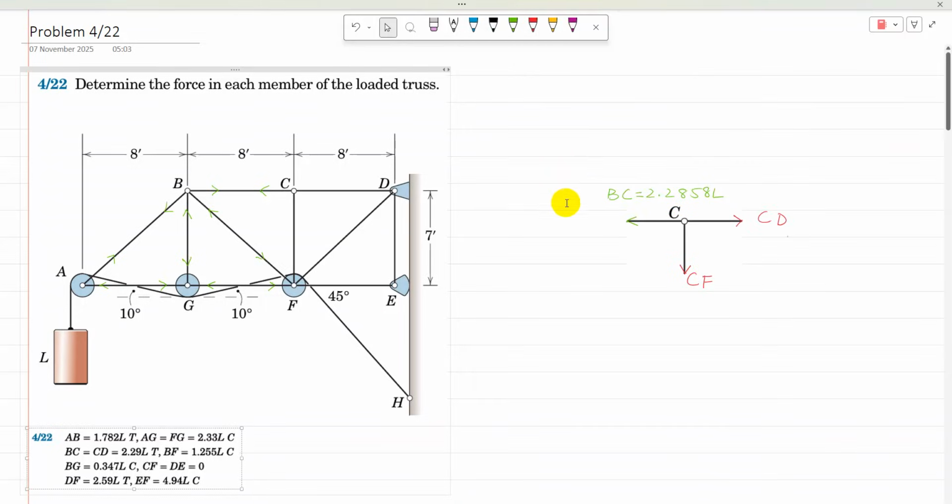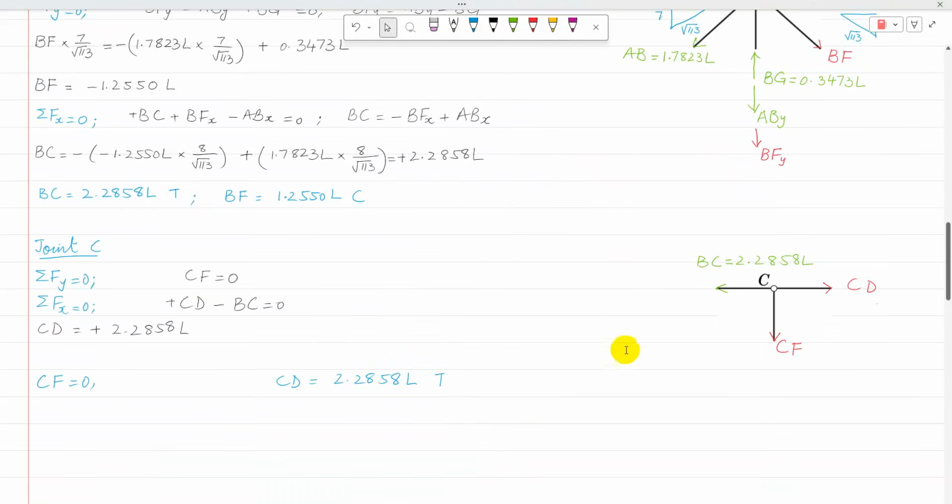So joint C can be analyzed using the concept of zero force member. I'm going to just prove that the zero force member rule is true for that joint. At joint C, applying sigma Fy equal to 0, so CF is equal to 0. Then applying sigma Fx equal to 0, plus CD minus BC is equal to 0, so CD is plus 2.2858. So CD is in tension, because a positive answer means tension.